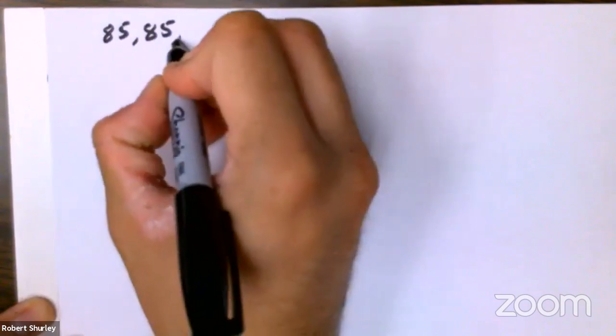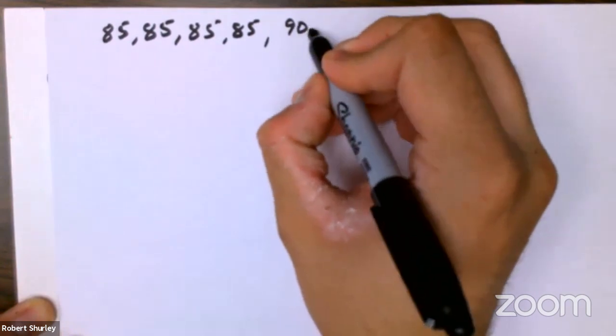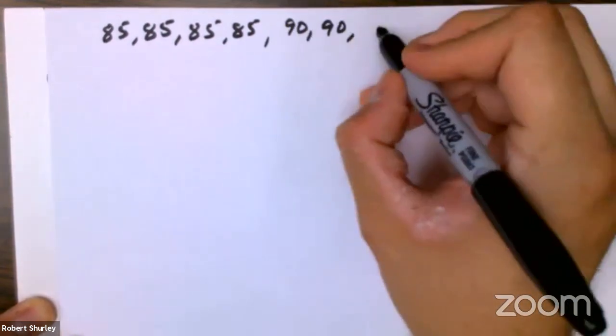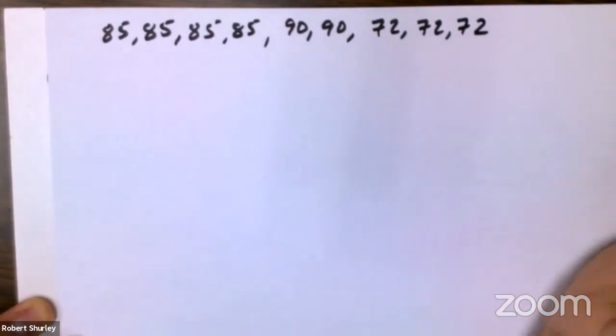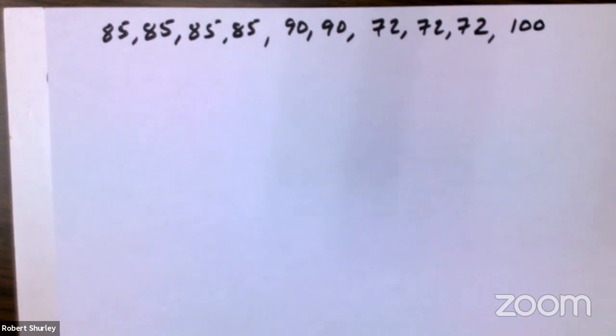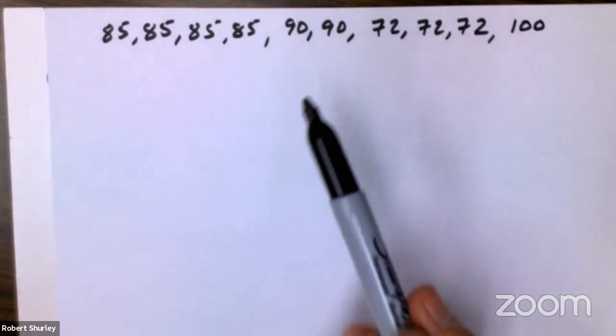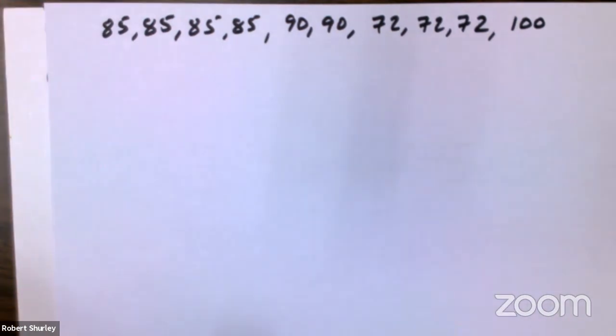Let's say we had 4 people make 85s. We had 2 people make 90s. We had 3 people make 72s for some reason. Okay. And then we had 1 person make 100. The weighted mean is really just beneficial if you're doing this by hand. If you're doing it in a calculator, it doesn't matter. You get it in the same amount of time.